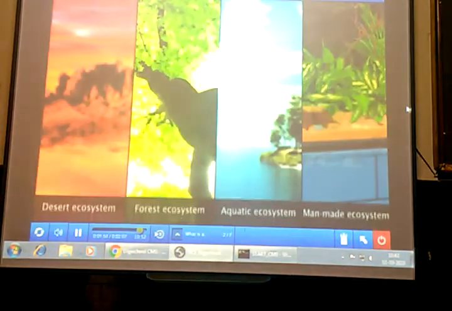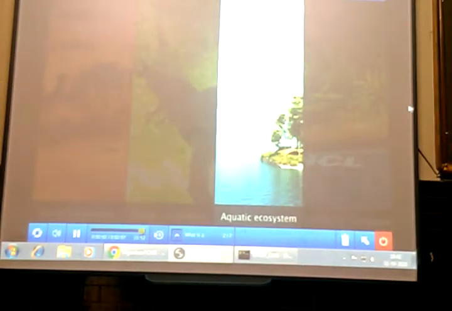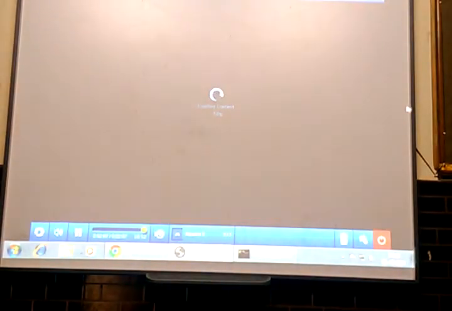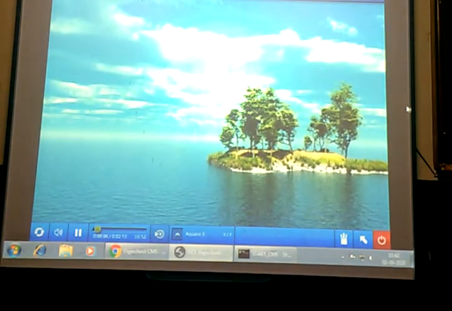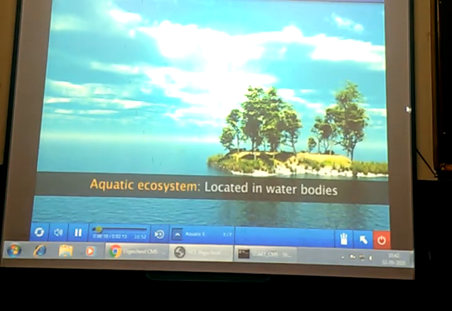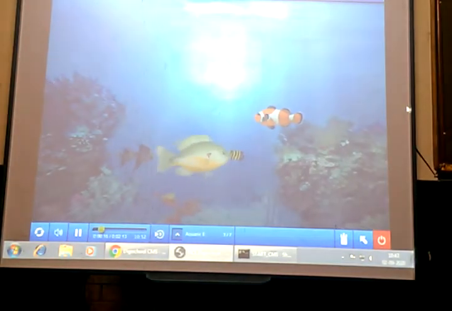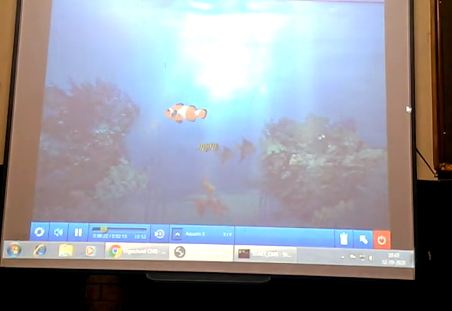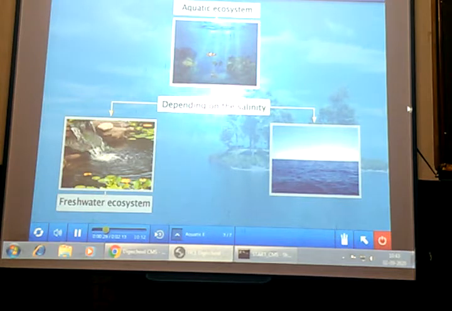The different types of ecosystems are desert ecosystem, forest ecosystem, aquatic ecosystem, and man-made ecosystem. As the name suggests, aquatic ecosystems are located in water bodies. Depending on the salinity of water, there are two types of aquatic ecosystems: freshwater ecosystem and marine ecosystem.